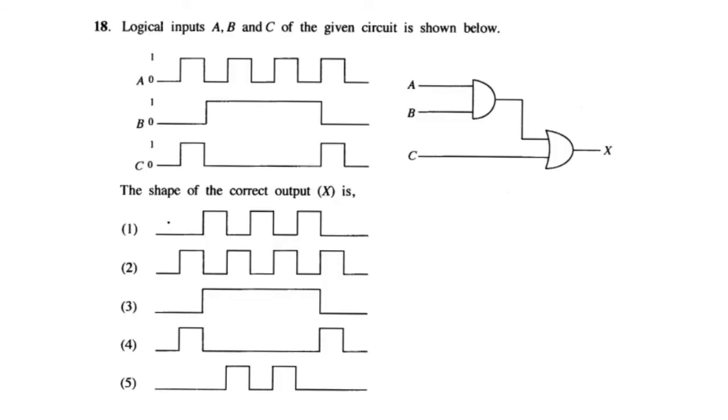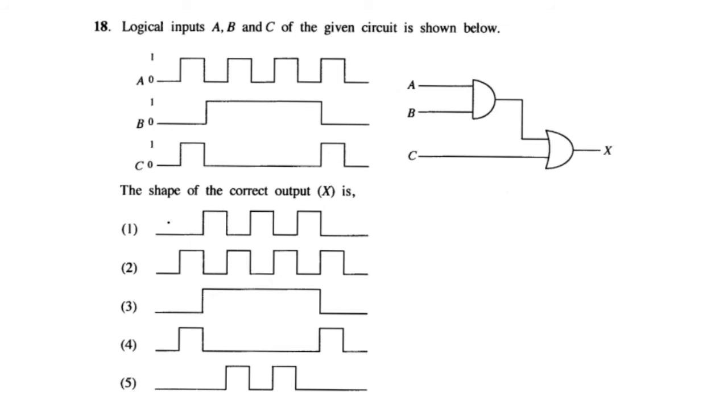Logical inputs A, B and C of the given circuit are shown below. They are asking for the shape of the correct output. Now when you look at the inputs, you can see the A input starting with 0 and then 1, 0, 1, 0, 1, 0, 1, 0. And for B, it is 0, 0 and then 1 for some time and then again 0. For C, it starts with 0 and then 1, 0 for some time and then 1 again and 0.